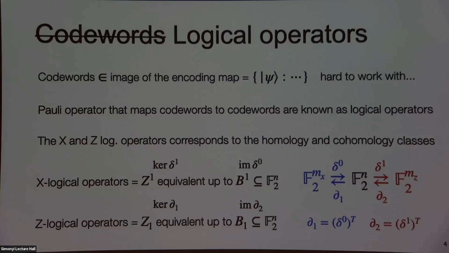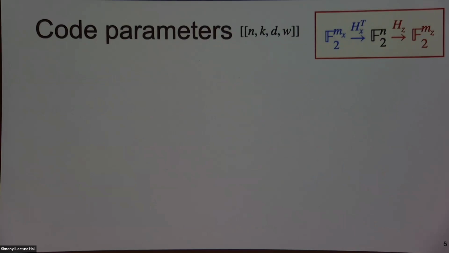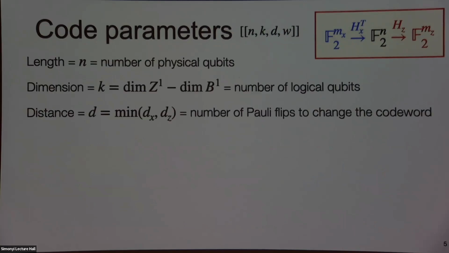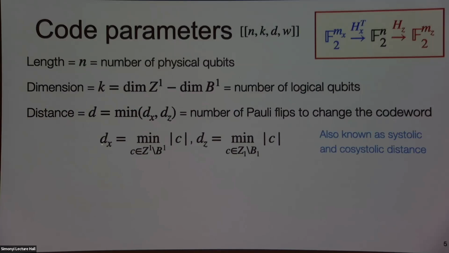From there, we can now define the code parameters: N, K, D, and W. N, K, D are fairly standard. N is the number of physical qubits. K is the number of logical qubits, which is also the dimension of your homology. Then you have the distance, which is the number of Pauli flips you would need to change from one codeword to another. These are quantum states, and again, we can split into the X type of Pauli flips and the Z type of Pauli flips. It turns out there are two types of distance. So what would be the distance for the X Pauli flips?